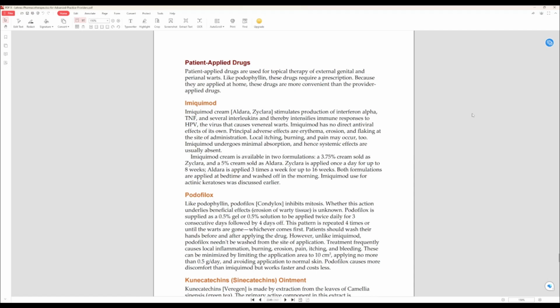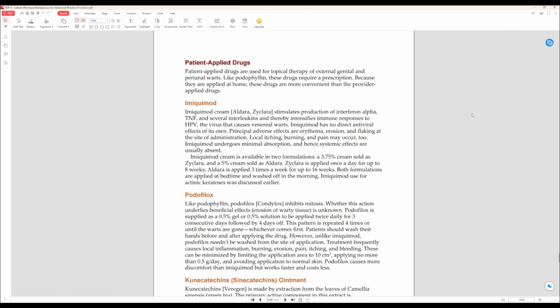imiquimod cream stimulates the production of interferon alpha, tumor necrotizing factor, and several interleukins, and thereby intensifies the immune response to HPV, the virus that causes venereal warts. Imiquimod has no direct antiviral effects on its own. Principal adverse effects are erythema, erosion, and flaking at the site of administration. Local itching, burning, and pain may occur too. Imiquimod undergoes minimal absorption and therefore systemic effects are usually absent.